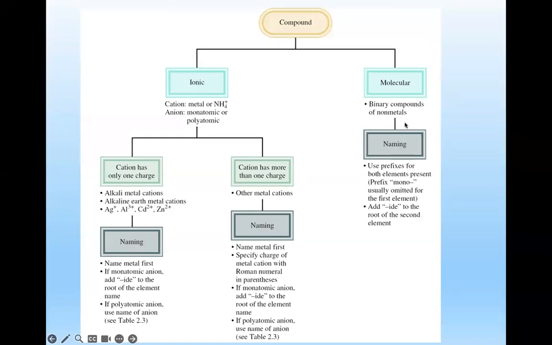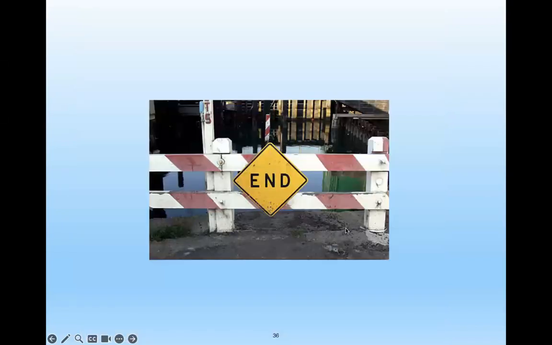Like binary compounds, and we use the mono, di, etc. Ionic, it can be cation with one charge, like this, right? And it can be cation that has more than one charge, right? And we took examples of both and the naming of both of them. I hope it is really enjoyable for you.